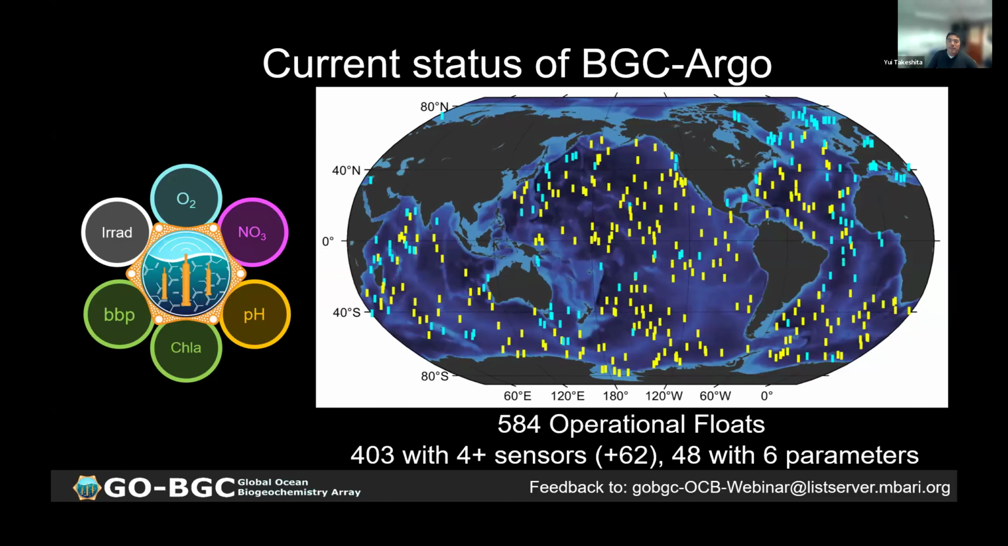And this is our current status of BGC Argo. So we're actually doing pretty well. There are 584 operational floats. Many of them only carry a subset of these available parameters, but 403 of them have 4+ parameters. And that's 62 more than the last time we did this webinar. So the array is growing, and there are actually now 48 with all 6 parameters, which is really exciting.